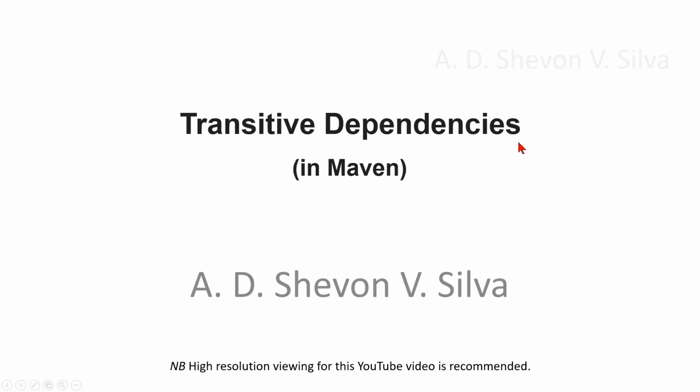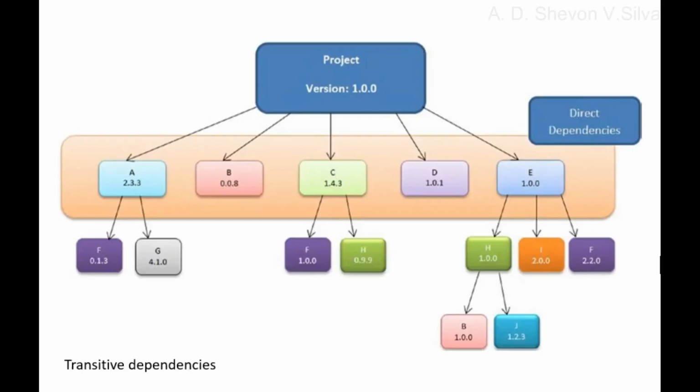Transitive dependencies in Maven. Now we are considering transitive dependencies. Dependencies declared in POM's, the project's pom.xml file, have their own dependencies. Such dependencies are called transitive dependencies. Take the example of Hibernate core.